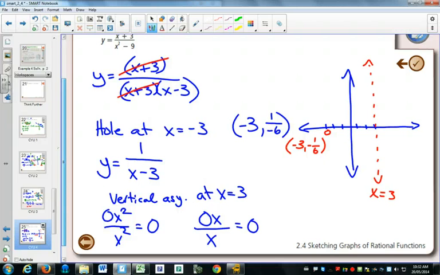So either if you look back at the original or look at the one that you simplified, both of them are telling us that we have an asymptote at y equals 0.